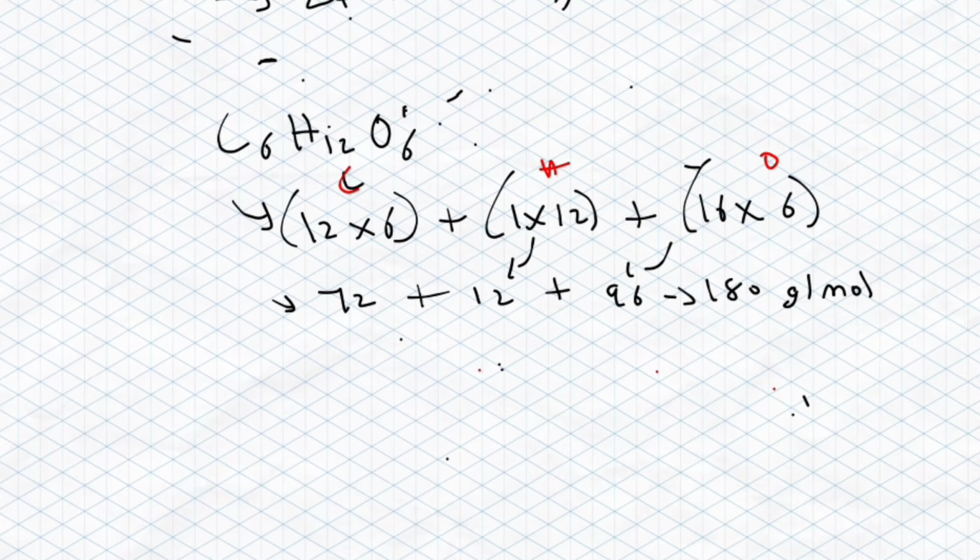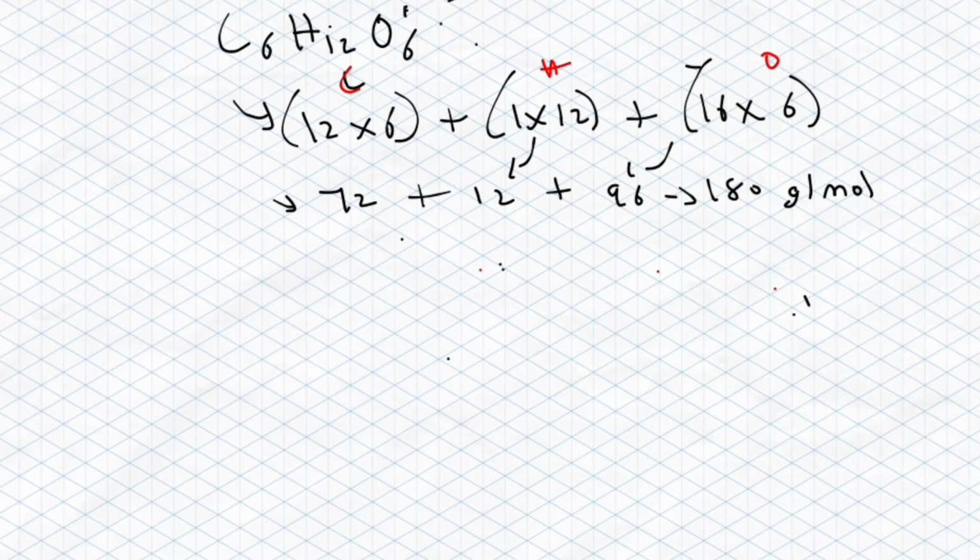180 grams per mole. So then the second formula you need to know, that's basically how to calculate molecular mass. So we need this to learn the next thing. So I'm going to explain now. So learn this formula very quickly.